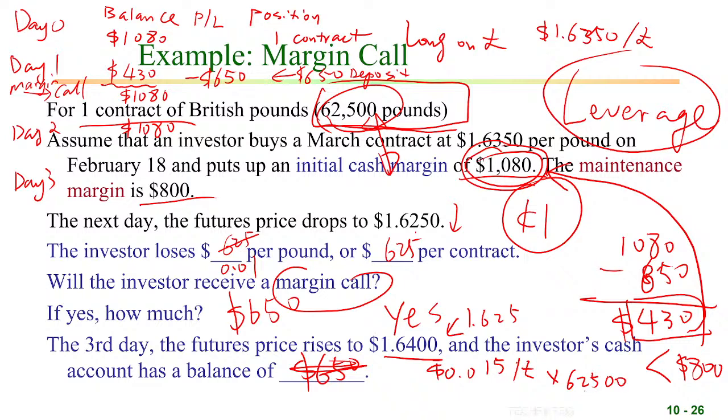Okay, sorry. I think I made a mistake right there. So it should be 625. So this should be 625. Okay. So you lost 625 here. So you put in 625. Okay. So this is not 430, it's 455. Okay. So this is a 455. You deposit 625 to make it 1080.